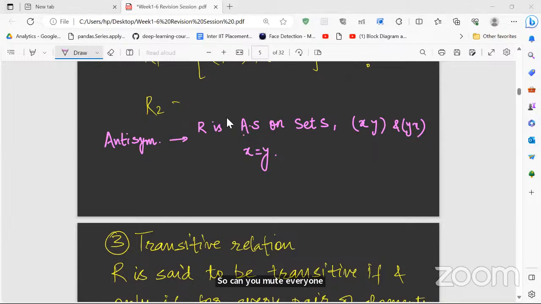Yeah. So sir, identity relation will not be anti-symmetric. Identity matrix. Identity relation, sir.